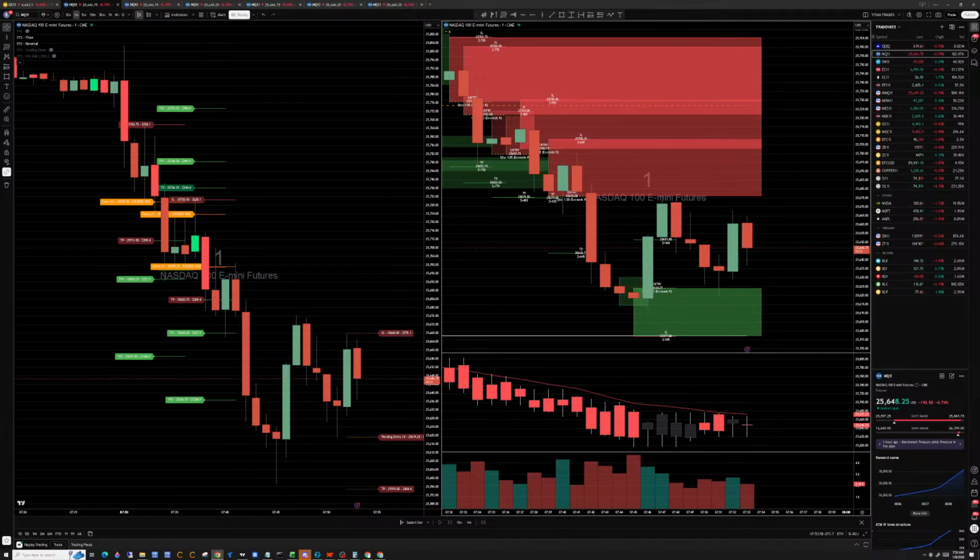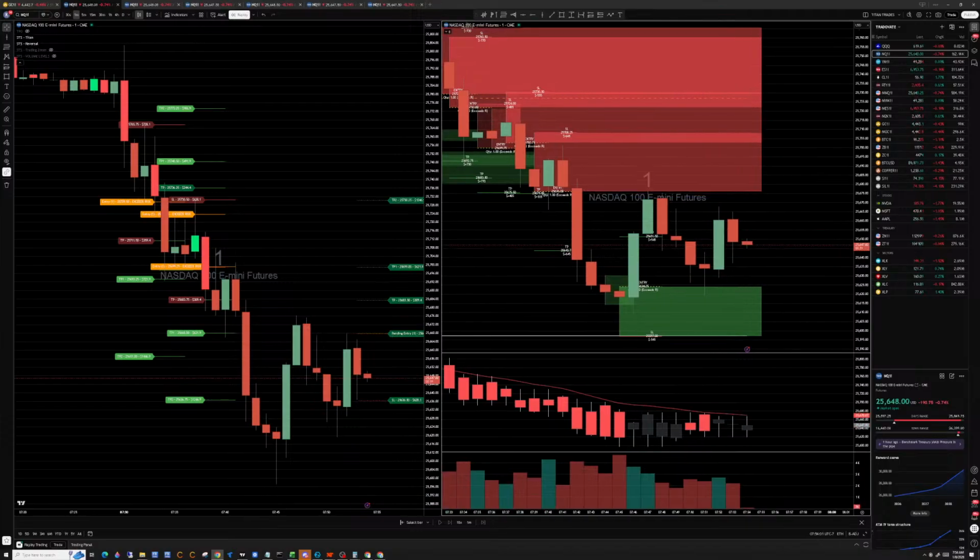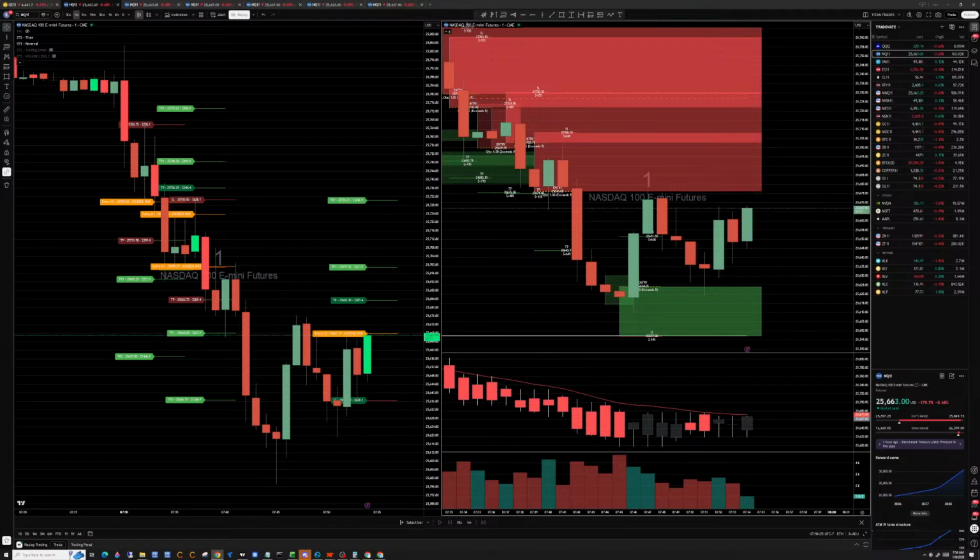Could be a Titan setting up to the upside. This looks like a good Titan right here, especially going with that momentum heading into 9 o'clock.